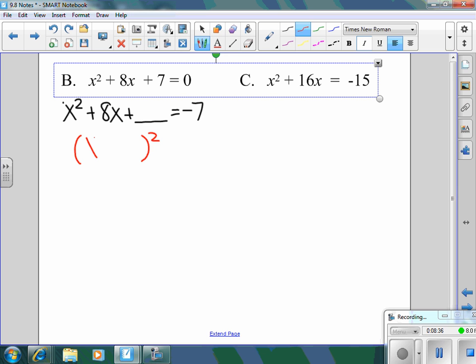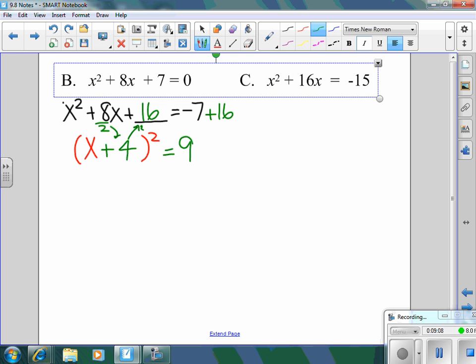We know x is always going to be right here. And the number that we add, remember, is half of b. So you take this number and you cut it in half. In this case, it's 4. And then remember, when we factor this out, we would end up doing 4 times 4, or 16. We can't just go adding 16 wherever we want. So if we added 16 to the left, we have to add 16 to the right. And then negative 7 plus 16 gives us 9 again.